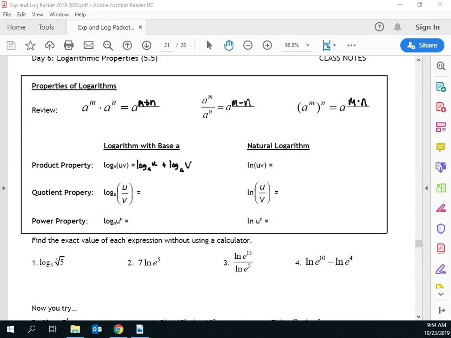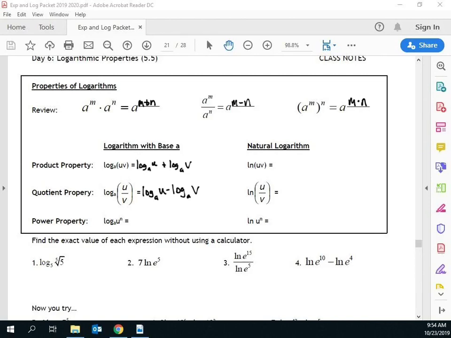So what do you think is going to happen when we divide the arguments? Subtract. Make sure you subtract by the denominator. It's u divided by v. So it's going to be log a of u minus log a of v. There is a difference. So make sure you get those in the right order, okay?